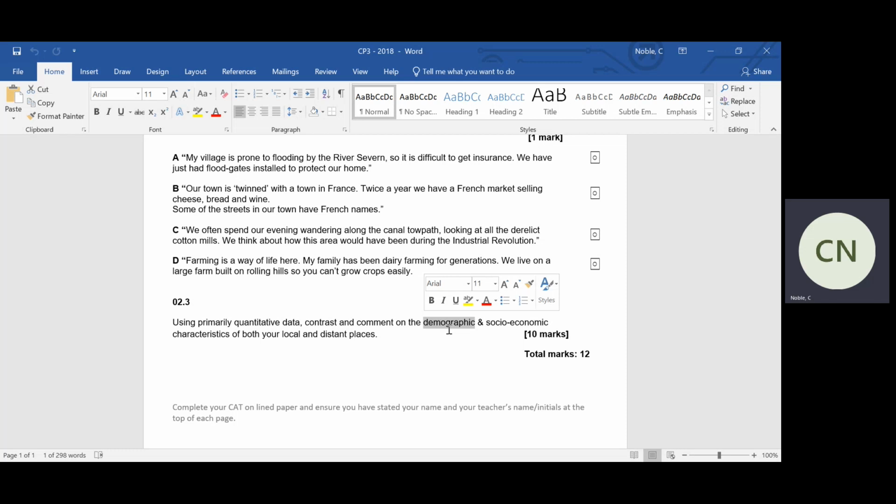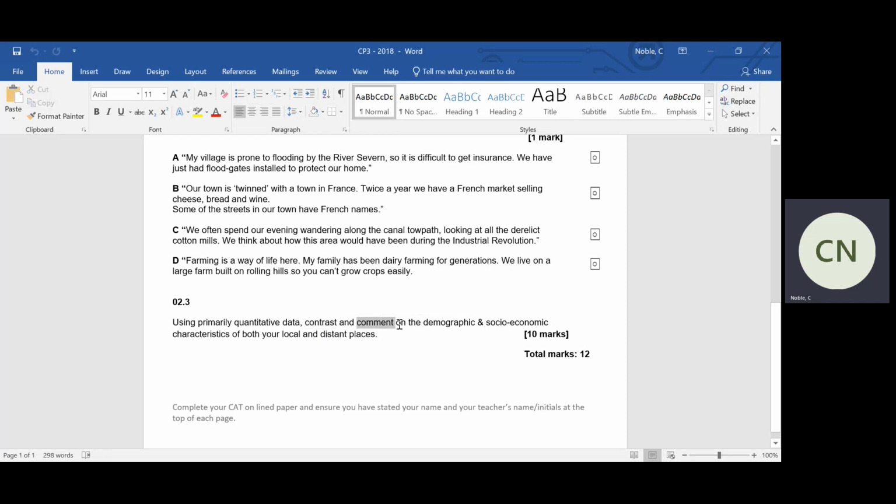You wouldn't need to talk about all of those things. For 10 marks, realistically, you need to talk perhaps about 4 things in total that span across the demographic and socioeconomic categories. The question is then asking you to contrast and then comment on. So contrast is very importantly about differences. So what are the differences between those demographic and socioeconomic characteristics of Poundbury and Newham?